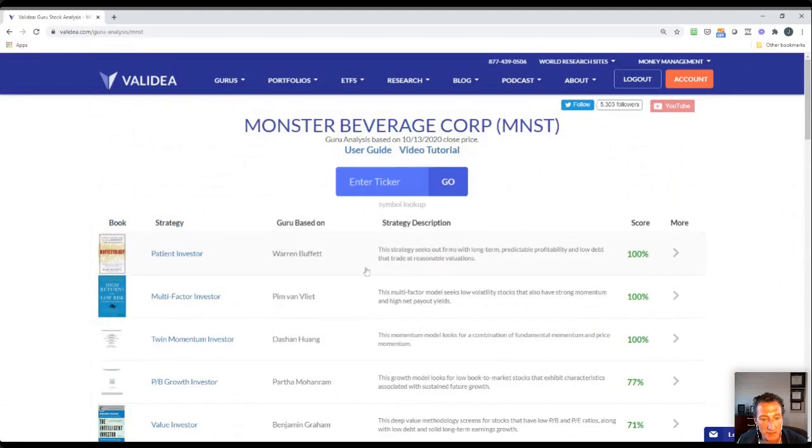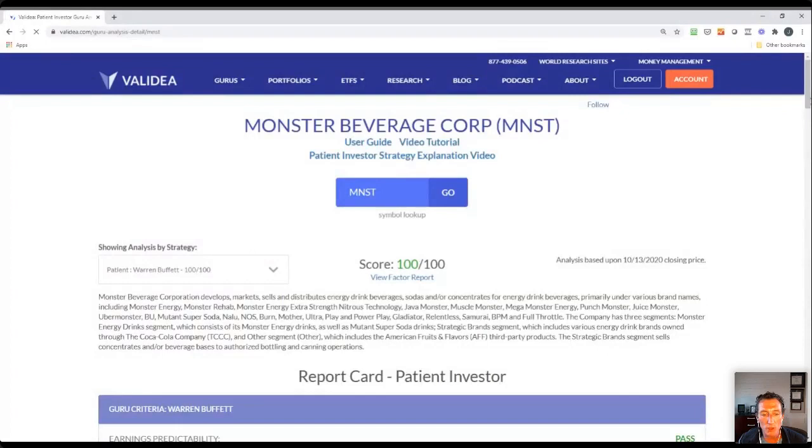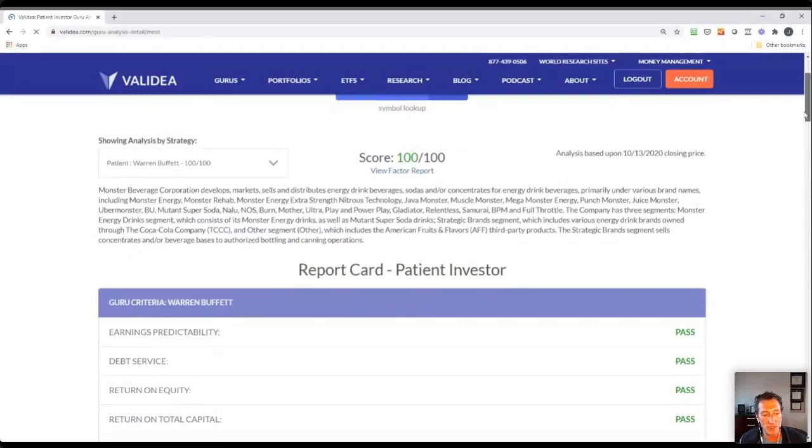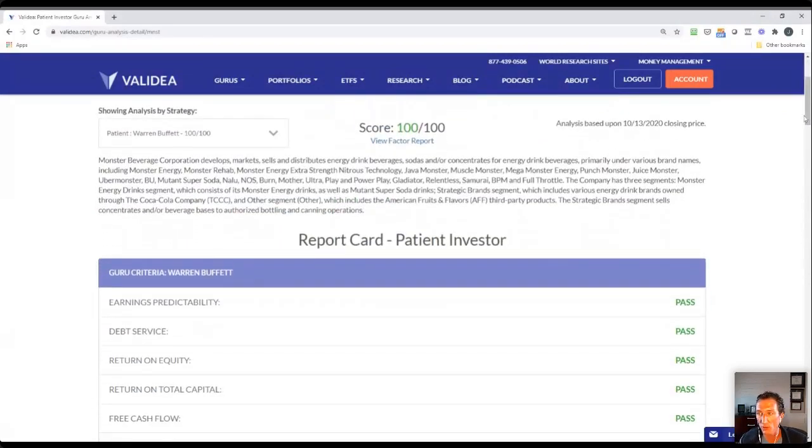So here I typed in the ticker symbol for Monster Beverage. And I know, because I had looked at this before, that this stock passes the Warren Buffett based strategy with 100%. So when I click on this row, now what we're seeing is the details behind Monster Beverage and why it scores how it does. So let's look at this in some detail.